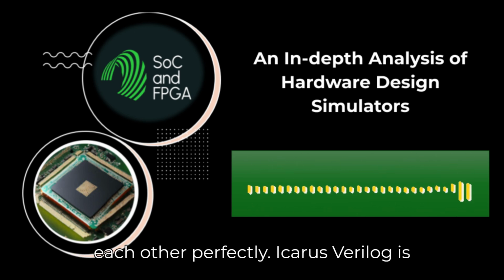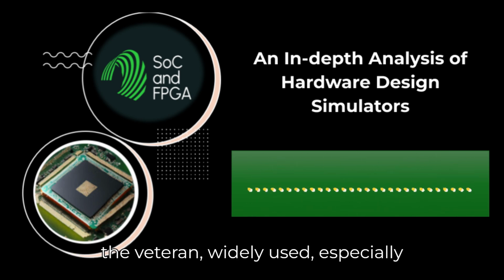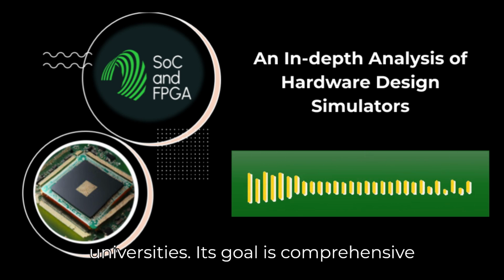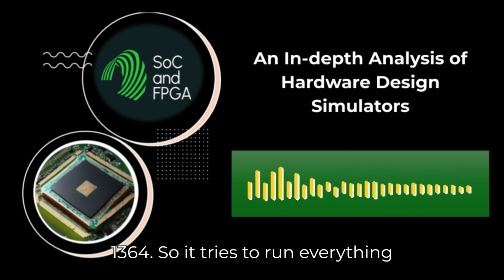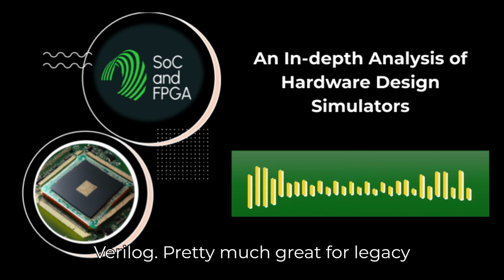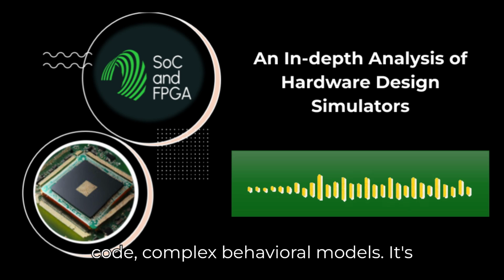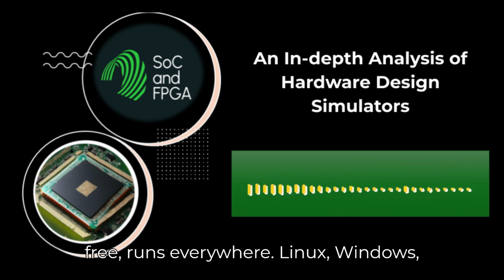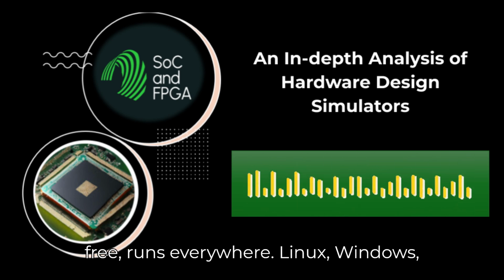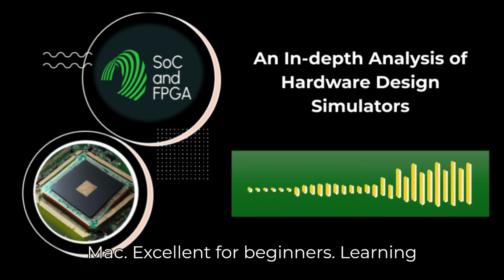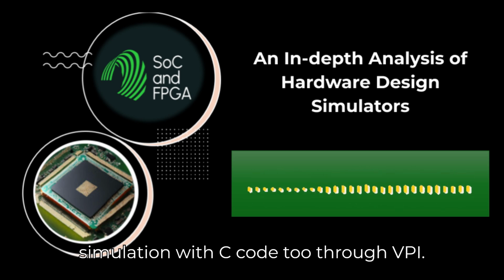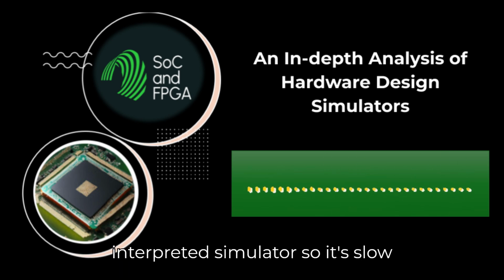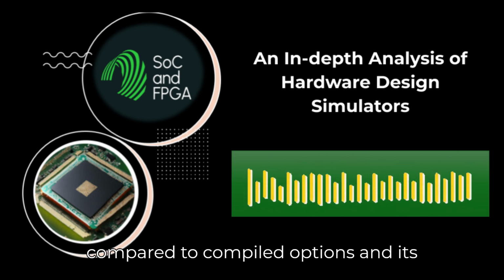Icarus Verilog is the veteran, widely used, especially in universities. Its goal is comprehensive support for the IEEE Verilog standard, 1364. So it tries to run everything Verilog. Pretty much. Great for legacy code, complex behavioral models. It's free, runs everywhere: Linux, Windows, Mac. Excellent for beginners learning Verilog. Yeah. Has good support for co-simulation with C code too through VPI. The catch? Performance. It's an interpreted simulator, so it's slow compared to compiled options.